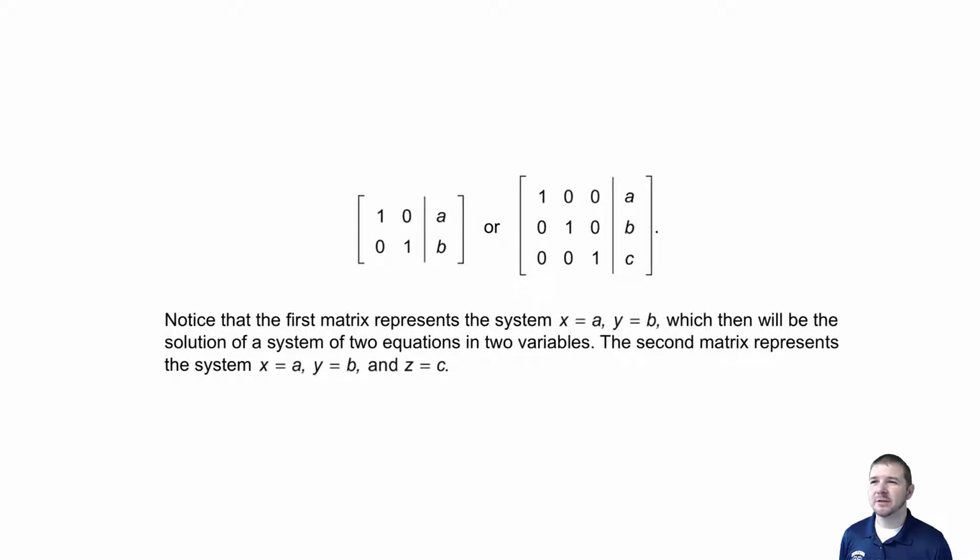Notice that the first matrix represents the system x equals A and y equals B, which then will be the solution of a system with 2 equations in 2 variables. The second matrix represents the system x equals A, y equals B, and z equals C, again providing the solutions to the system.